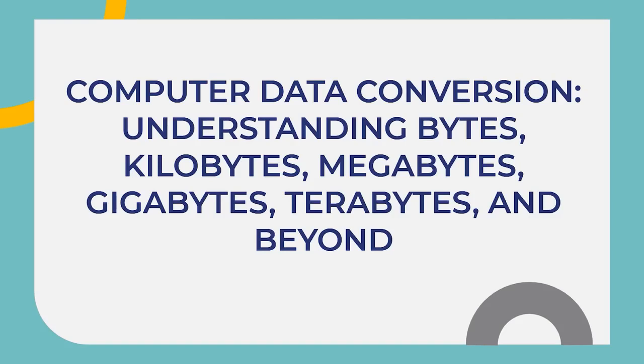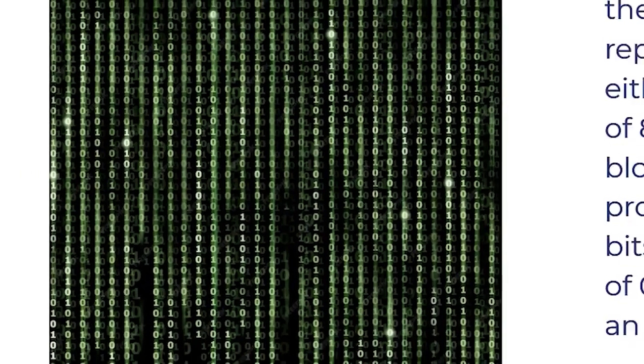So the most basic measurement of data is called a bit. A bit is actually how the computer communicates. Most times we say the computer's language is either zeros or ones. So that zero or that one is what makes up the bit.